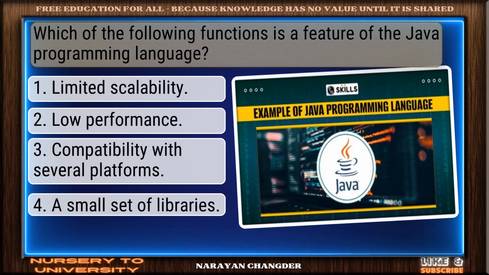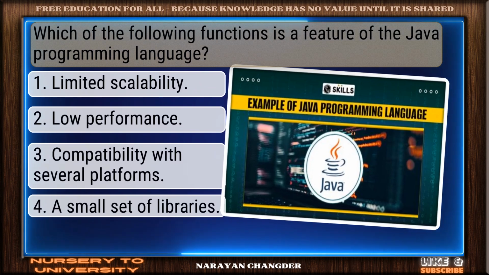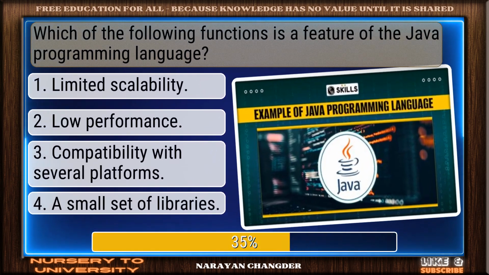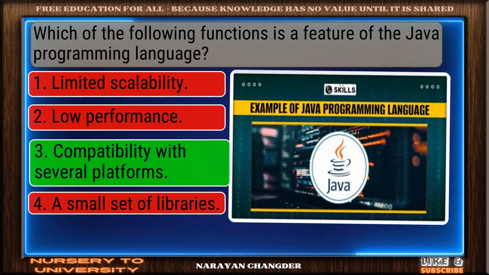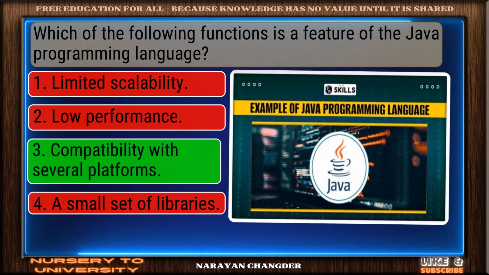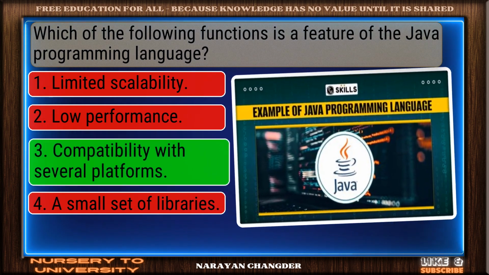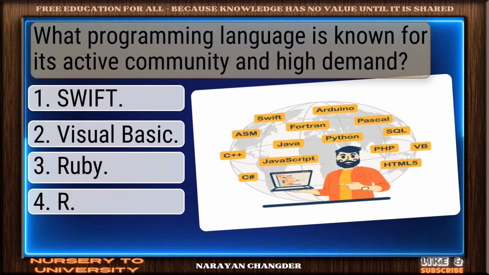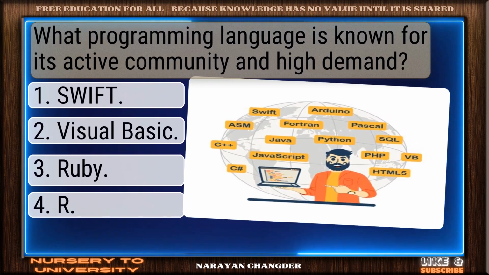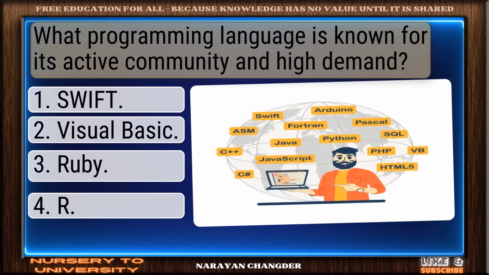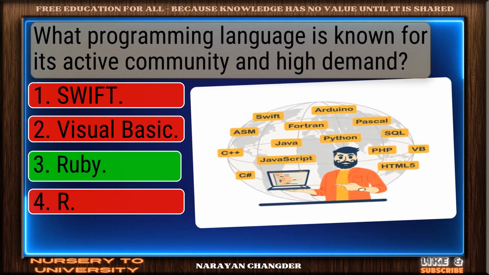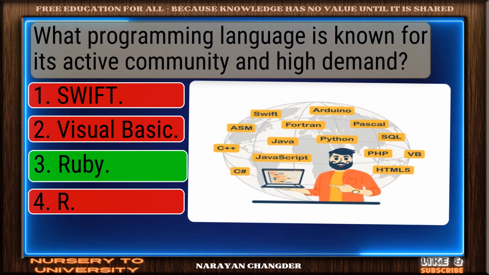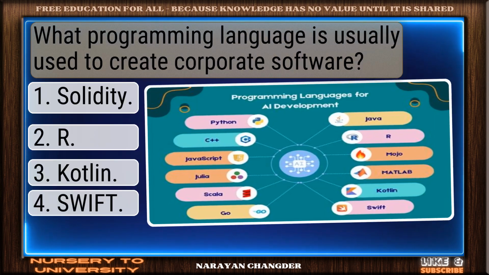Question number 3. Which of the following functions is a feature of the Java programming language? Nice selection. Compatibility with several platforms is the correct and valid answer. Question number 4. What programming language is known for its active community and high demand? You chose Ruby, and it is correct.